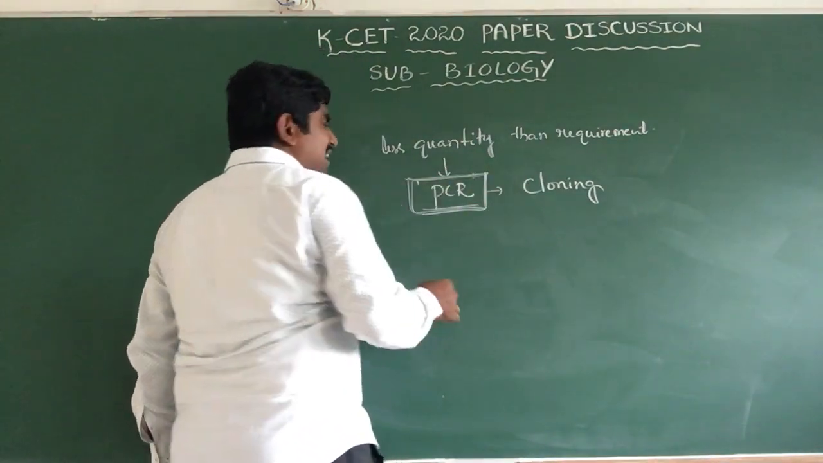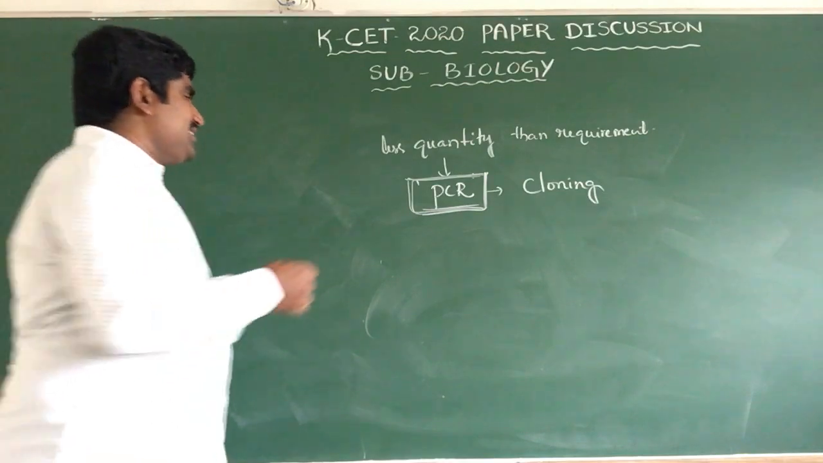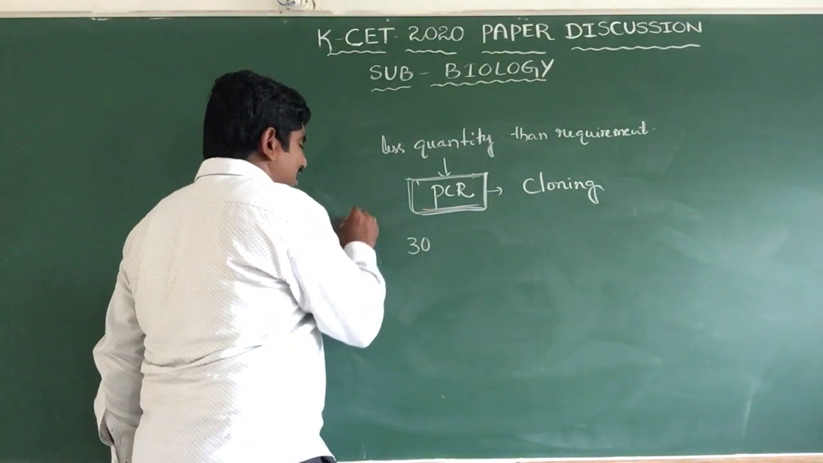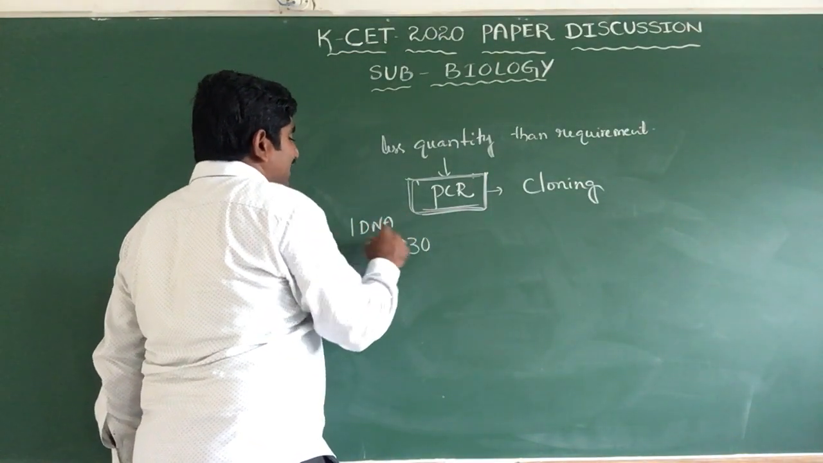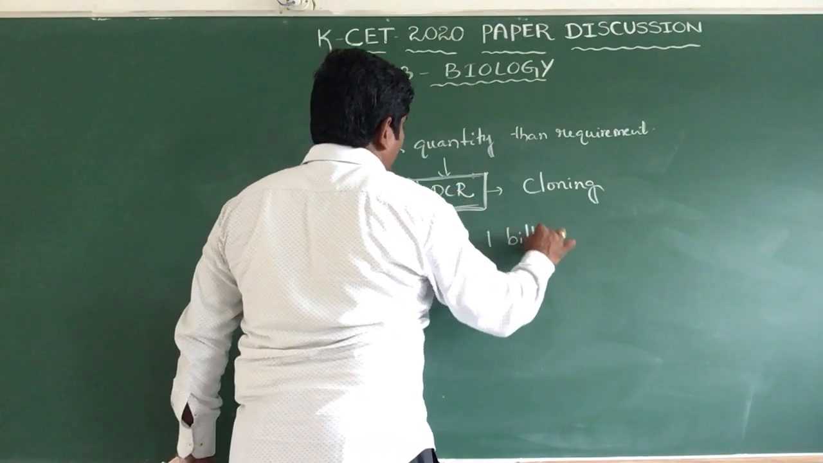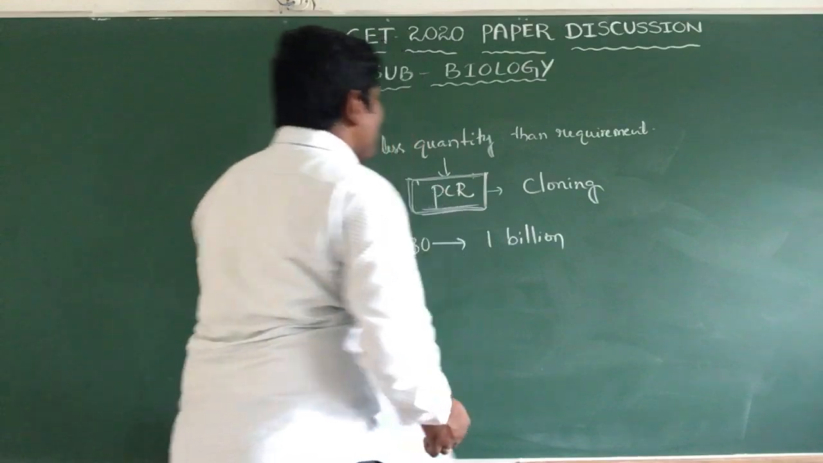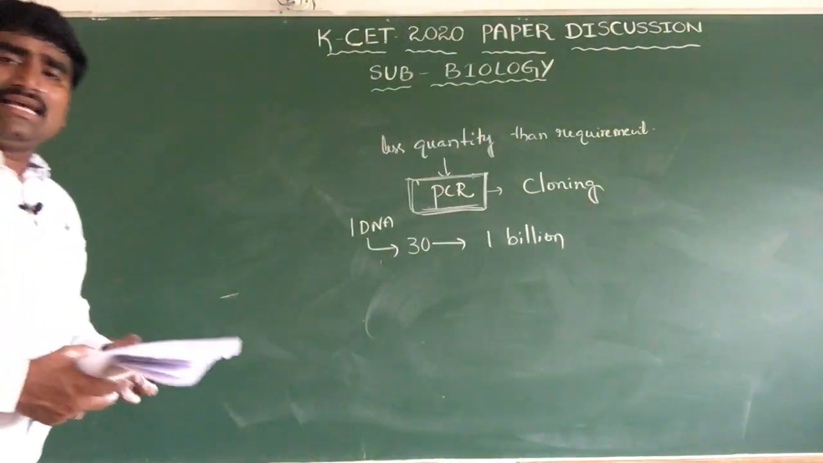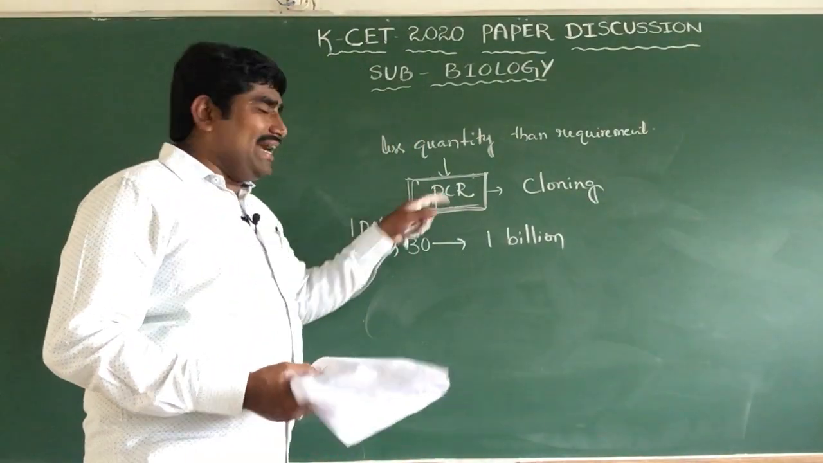Polymerase chain reaction gives a multiple number of copies. For example, one DNA strand is given. Within 30 cycles of PCR, 1 billion copies will be produced. So PCR is the right answer for this question.